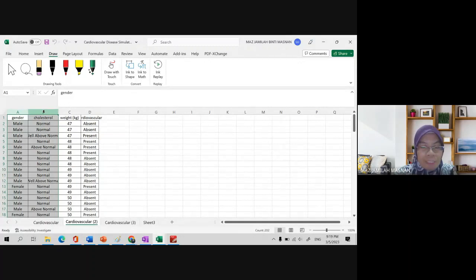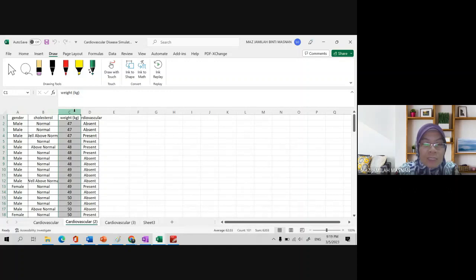And for the quantitative, in this case I choose the weight, which means I want to investigate whether this particular weight has something to do with the gender and cholesterol with regard to the presence of cardiovascular.